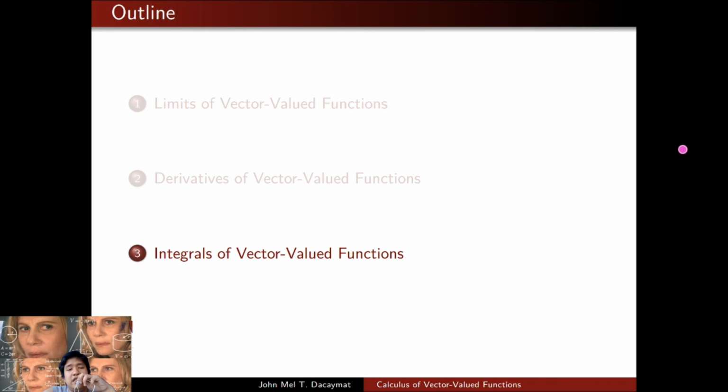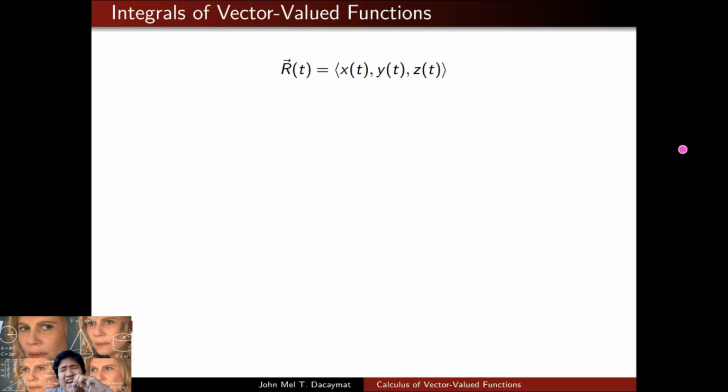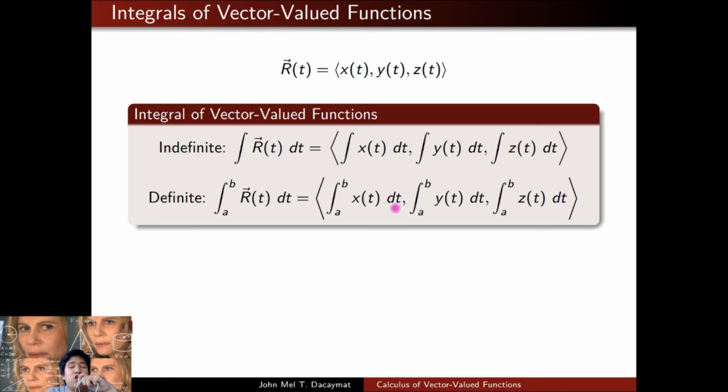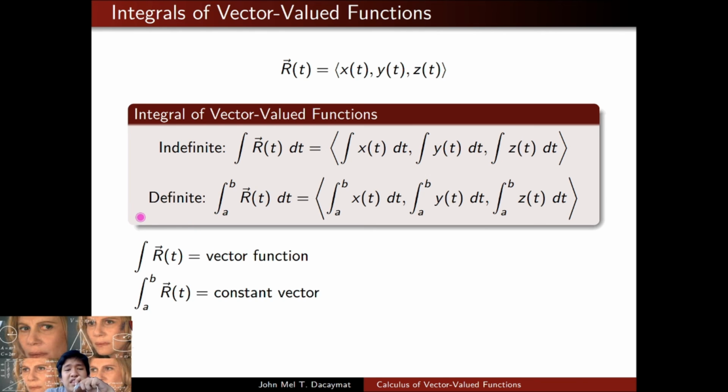Last is your integral. No? Again, limit. Sabi natin, limit ng r is limit ng x, limit ng y, limit ng z. Derivative ng r, ang components, derivative ni x, derivative ni y, derivative ni z. Integrals, ganun din po. Kapag definite, lagyan mo lang ng bounds, ganun pa din yung formula. Again, you could think of it as distributing the integral doon sa components. So, syempre, if you take the indefinite integral of r, you will get a vector function. But if you get the definite integral of r, lahat ng ito magiging constant, itong tatlo, you get a constant vector.